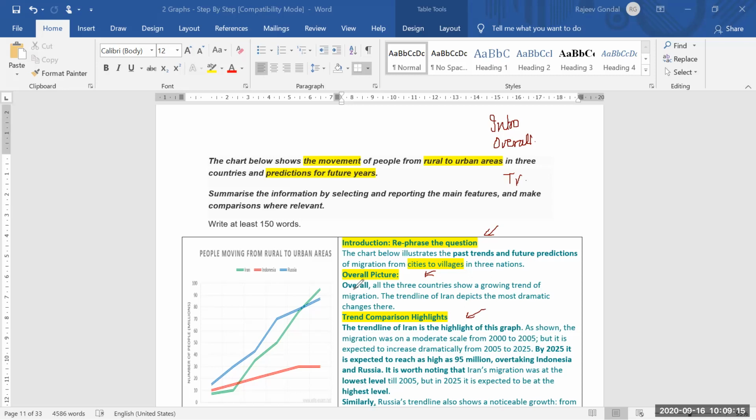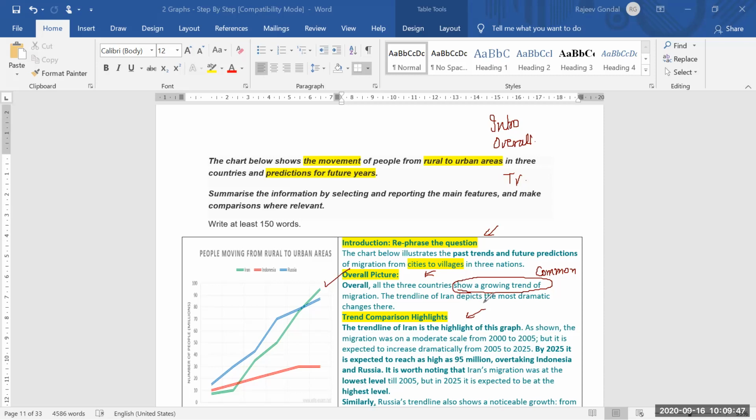So let's see. Basically, this was the introduction. Now the overall picture. Overall, all the three countries show a growing trend. This is something important. You can talk about something which is common in the graph. This is the highlight or the overall picture. In one line, you can say that all the three countries showed a growing trend. So this is something which is common, and this is what you can say in the overall picture. Overall, all the three countries show a growing trend of migration.